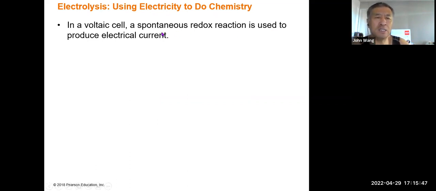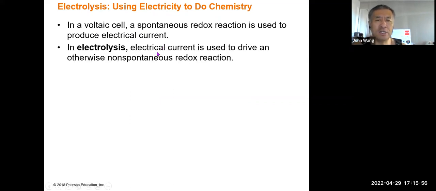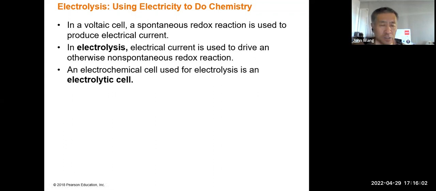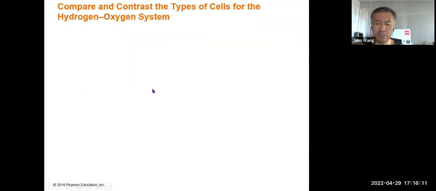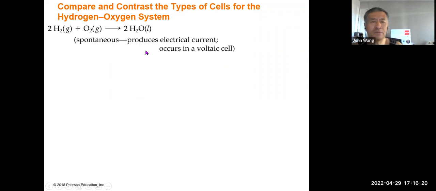So what we just said is that in a voltaic cell, a spontaneous reaction is used to produce electrical current. In electrolysis, the electrical current is used to drive otherwise non-spontaneous reactions, which is very useful too. An electrochemical cell used for electrolysis is called an electrolytic cell. So we compare or contrast the types of cells for the hydrogen system. This one is spontaneous, so it produces electricity. We can use this equation in a voltaic cell.